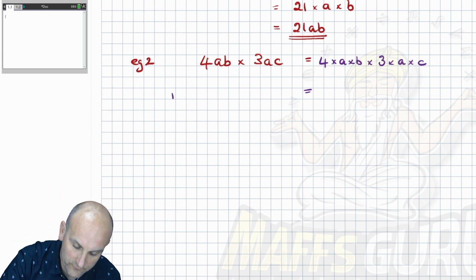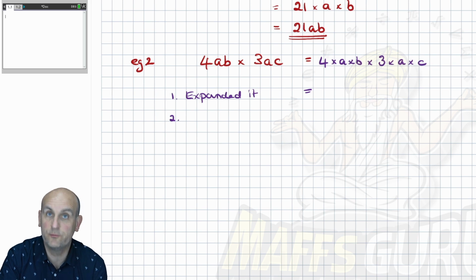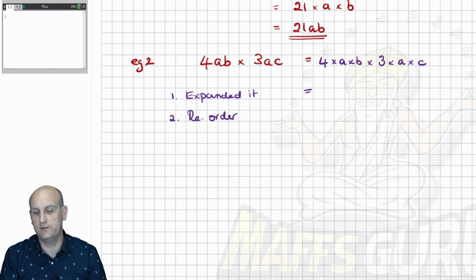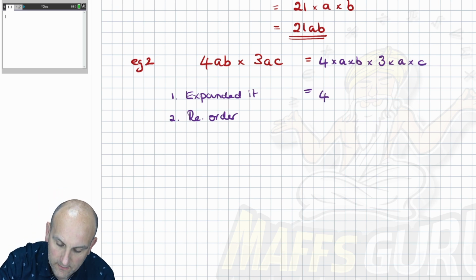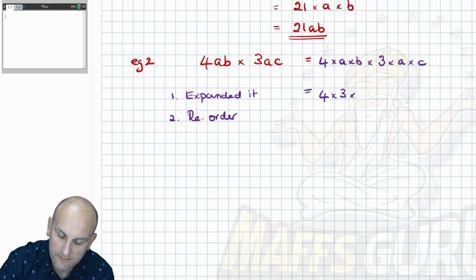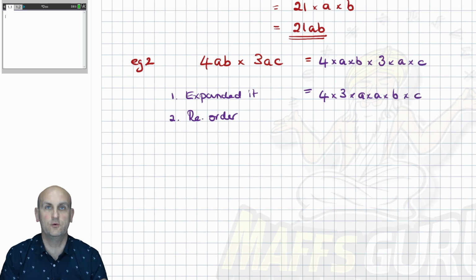So number one, the first thing we did was we expanded it. What do we do now? Well, number two is we reorder. And by that, I mean put the numbers first and then the letters in alphabetical order. So we've got a 4 and a 3. Now, it doesn't matter what order they're in. How many a's have I got? I have 2 a's. I've got a b and I've got a c. So all I've done is reorder these things.